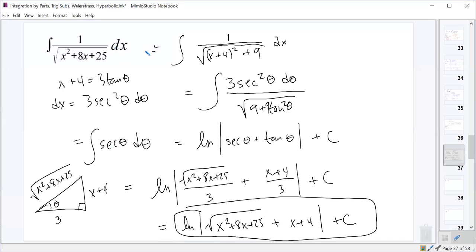Is that what y'all got? You might have had it with the over 3s. If you left it with the over 3, that's fine. It's just not as simplified as it could possibly be. But that's okay.